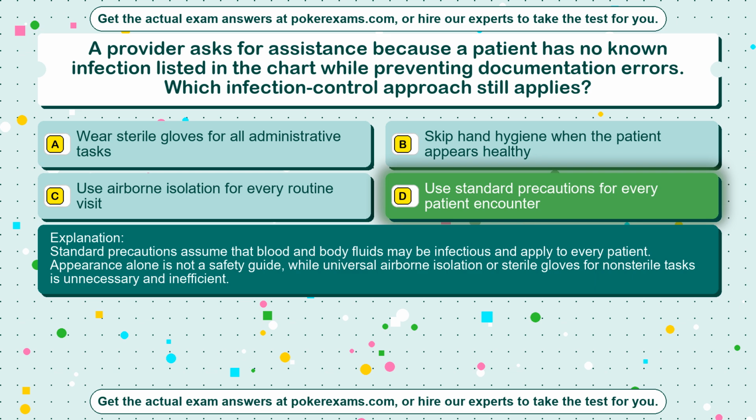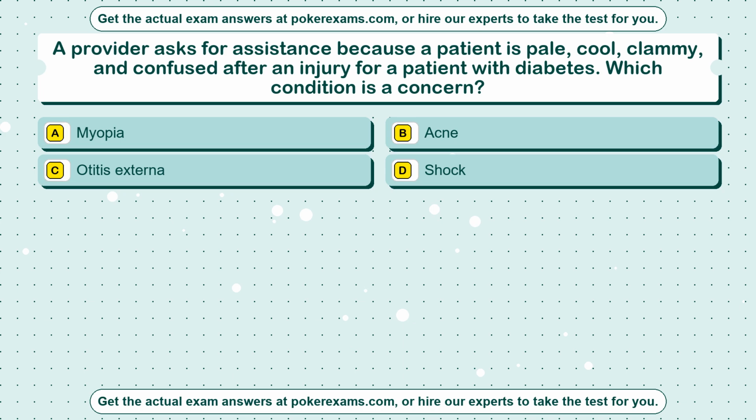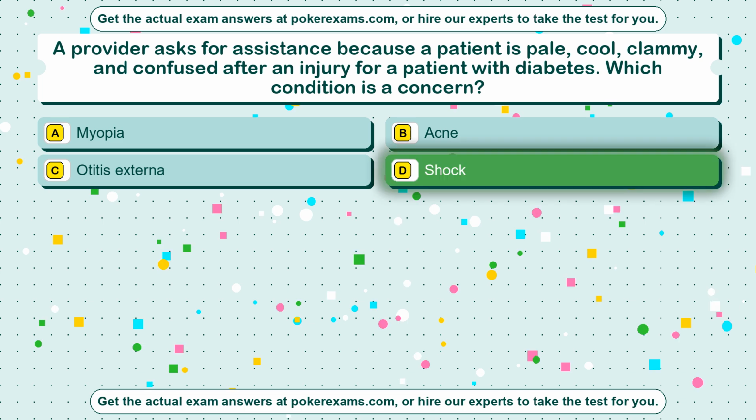Question 91. A provider asks for assistance because a patient is pale, cool, clammy, and confused after an injury for a patient with diabetes. Which condition is a concern? Option A. Myopia. Option B. Acne. Option C. Otitis externa. Option D. Shock. The correct answer is option D.